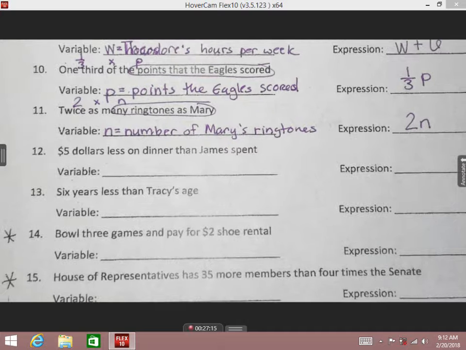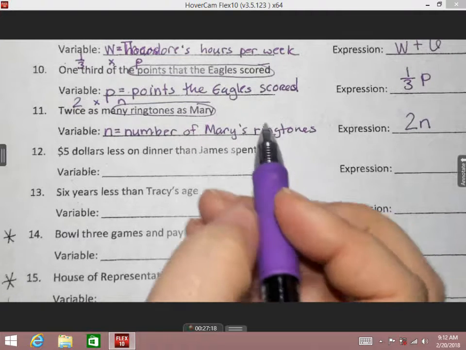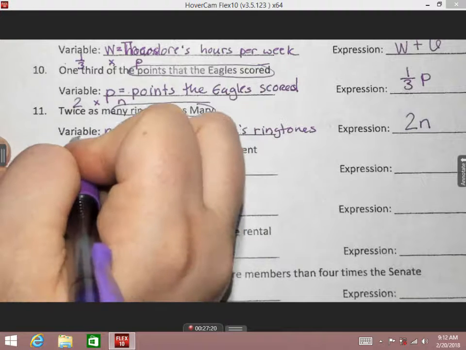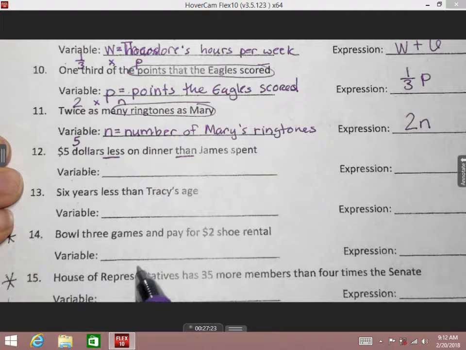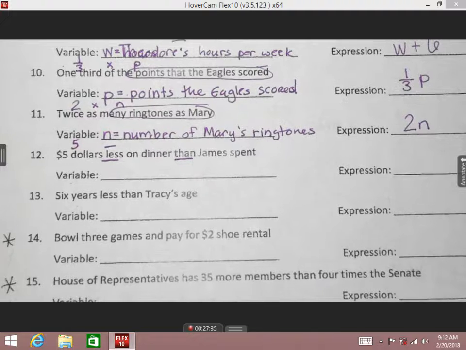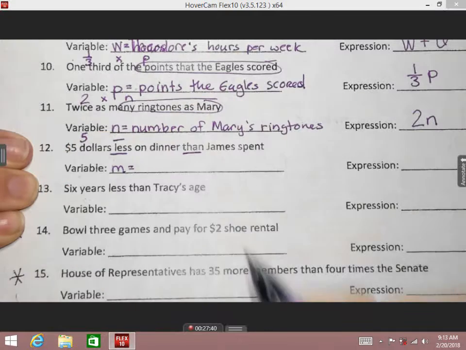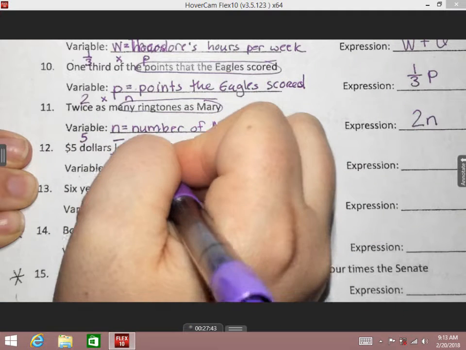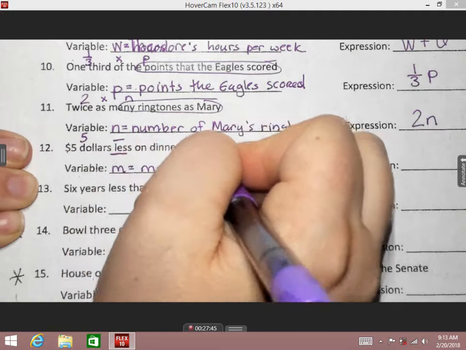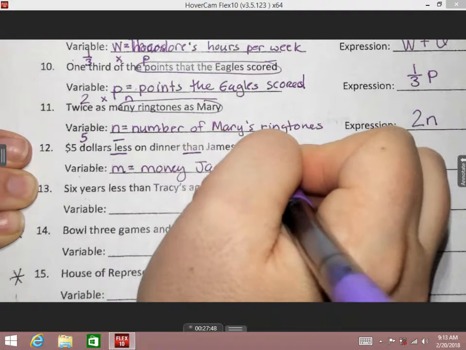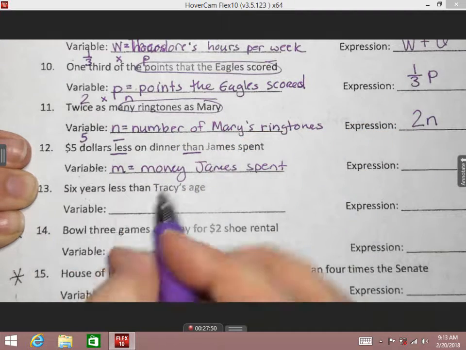Alright, number 12, $5 less on dinner than James spent. So here we go. It says $5, so that's 5. Less than means minus. What am I missing? Lyric, what am I missing? What do I need to know? I need to know how much James spent. So I could put in, because again, we're talking about money, M for money James spent. Okay, so 5 minus M.